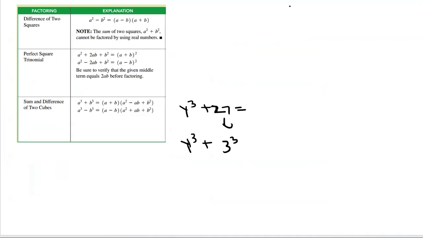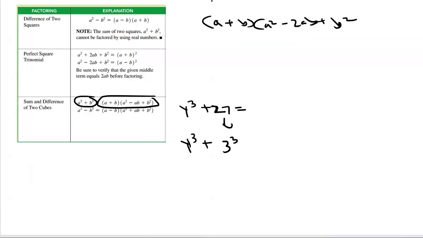Okay, and these are being added. But the key part here is we do want to factor. Okay, so if we follow just this here, we have a positive, so we want to use this one. Okay, it corresponds with this. So let's write this out. a plus b times a squared minus ab plus b squared.